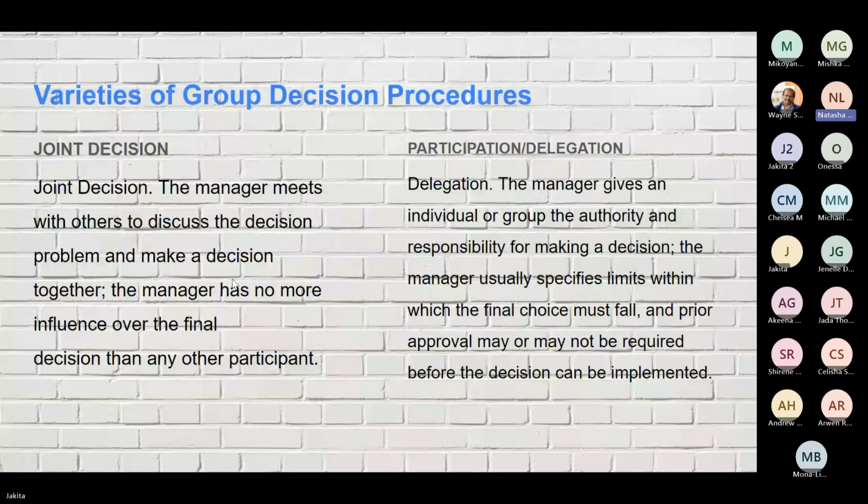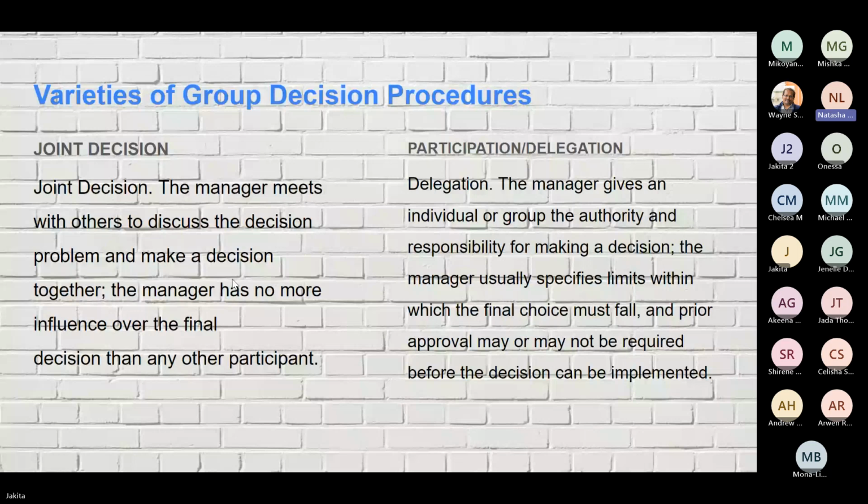And then we have delegation. The manager gives an individual or group the authority and responsibility for making a decision. The manager usually specifies limits within which the final choice must fall, and prior approval may or may not be required before the decision can be made.